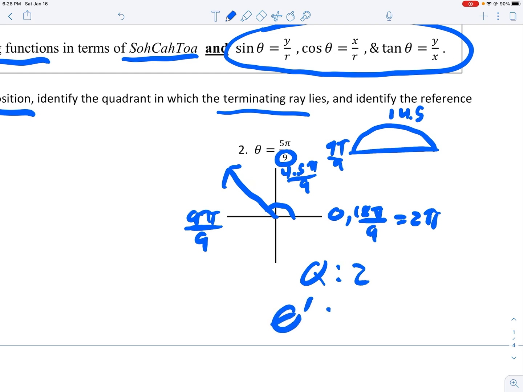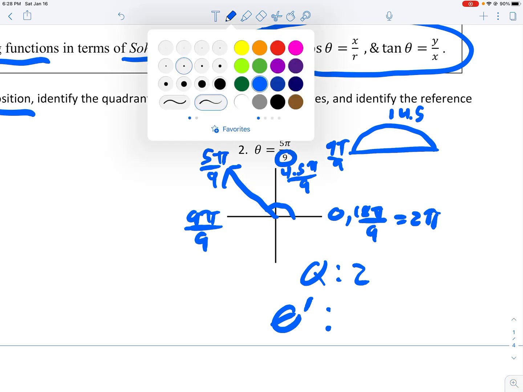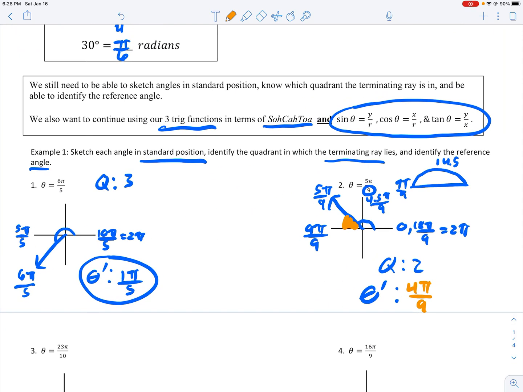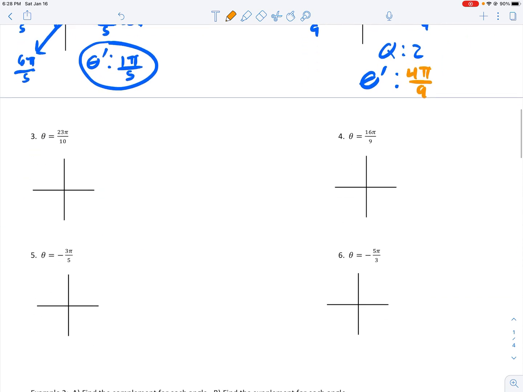And theta prime, if this is 5 pi over 9, is the distance from the terminating ray to the horizontal. So how far is it from 5 pi to 9 pi? It's 4 pi over 9. But you're going to start to see those as we go on in later lessons. It's always going to be pi over 3, pi over 4, pi over 6. Today we're just getting used to sketching in radians, so you get more comfortable with it.